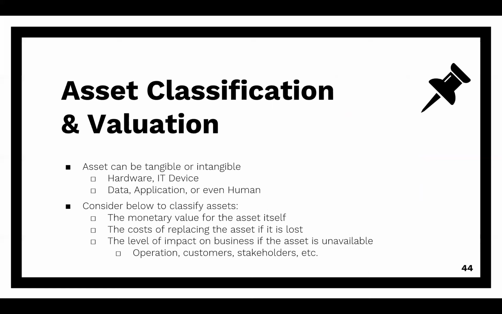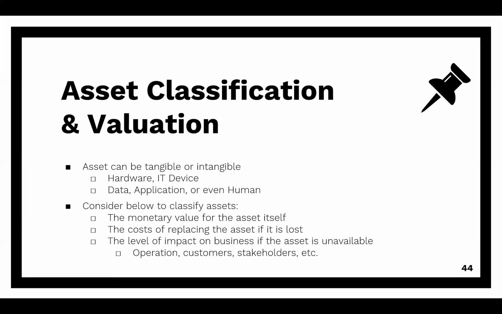There are two main types of assets: tangible or intangible. Tangible assets are normally hardware or devices, while intangible assets are non-hardware assets like data, applications, humans, software, etc. Classifying assets will help to identify their importance for the business and to identify the risks associated with those assets properly.